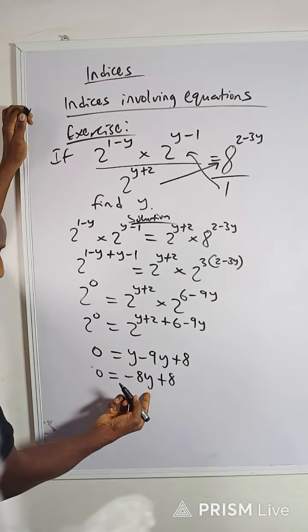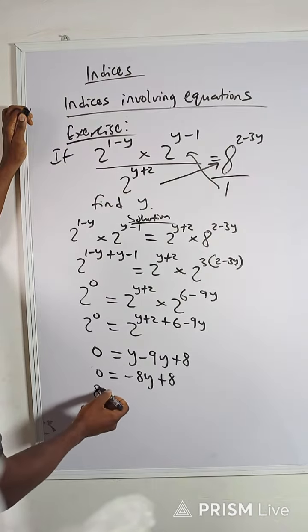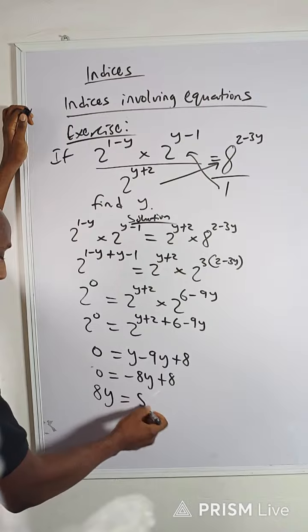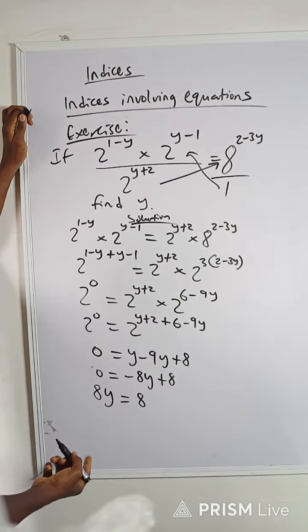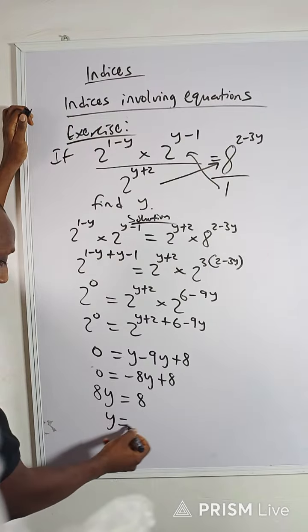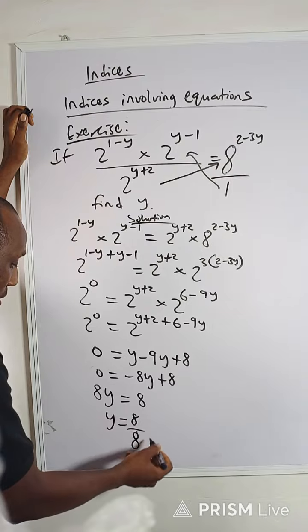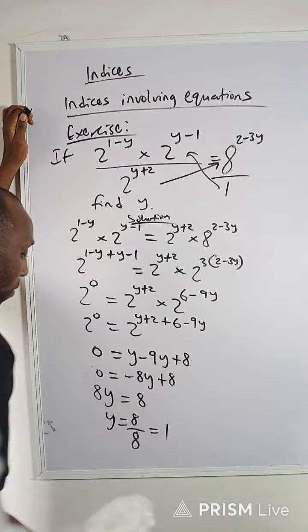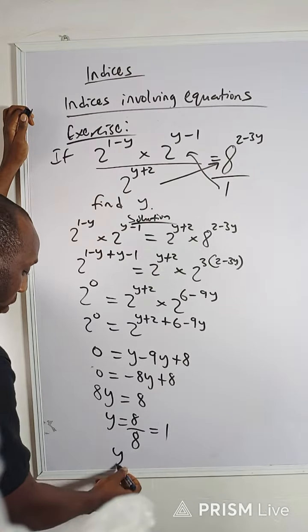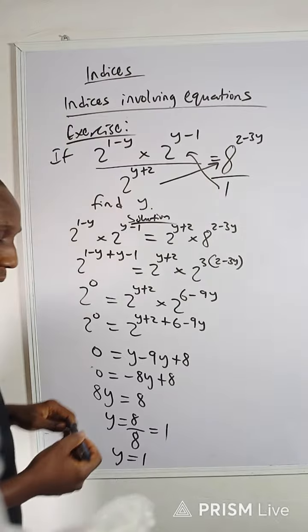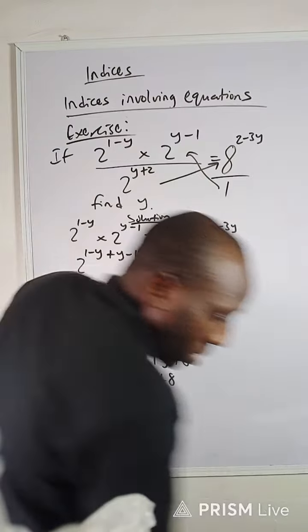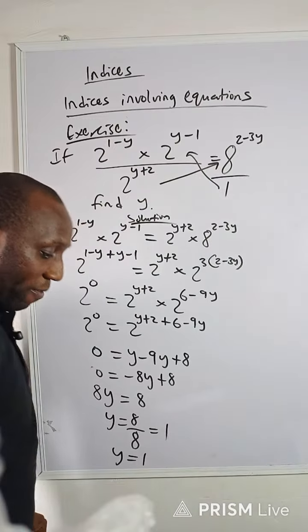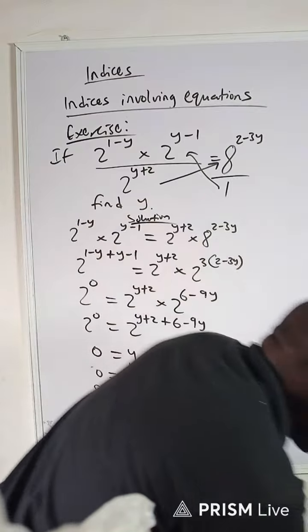I'll move negative 8y to the left hand side. You have 8y, which is equal to what? 8. Divide both sides by 8. Then you have y is equal to 8 over 8. So the value of y is equal to what? 1. y is equal to 1. And that is that. I hope that's okay. Everybody, I hope that's clear.